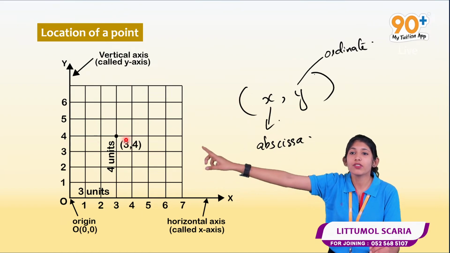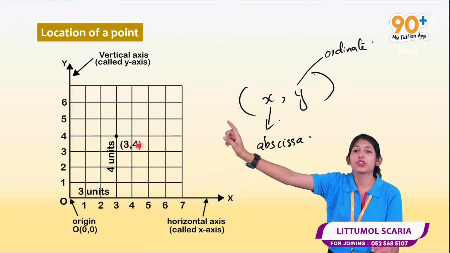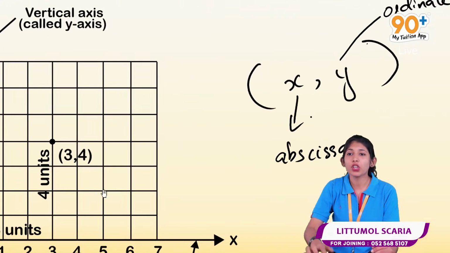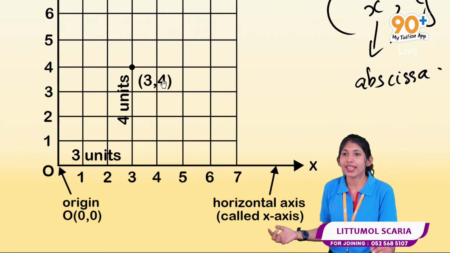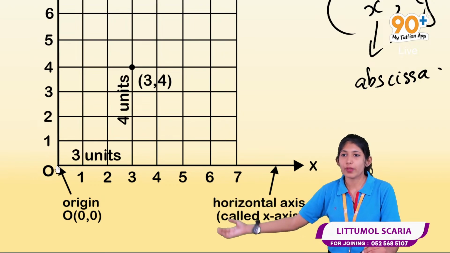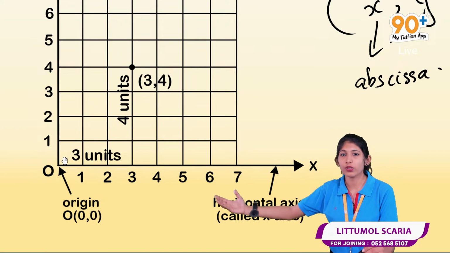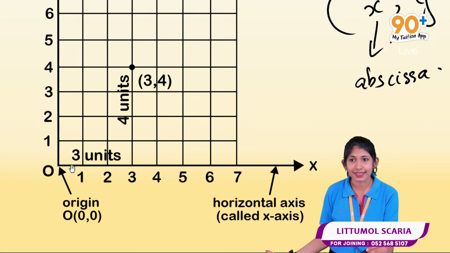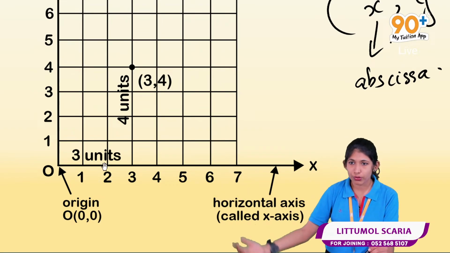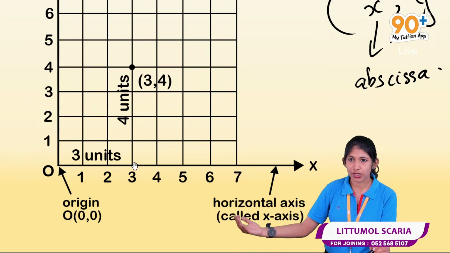So how do we plot the point ordered pair 3, 4? Ordered pair 3, 4 means what? The x-axis value is 3. So from 0, start walking towards the x-axis point. We are already on the x-axis, so start walking on the x-axis. 1 unit, 2 unit, 3 unit. Now 3 units are completed.